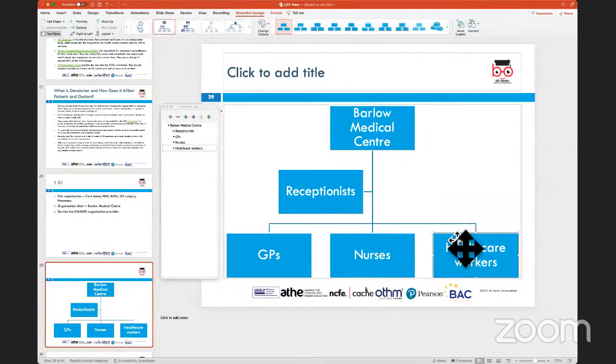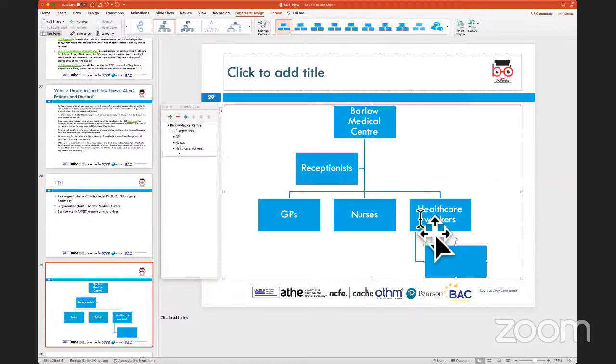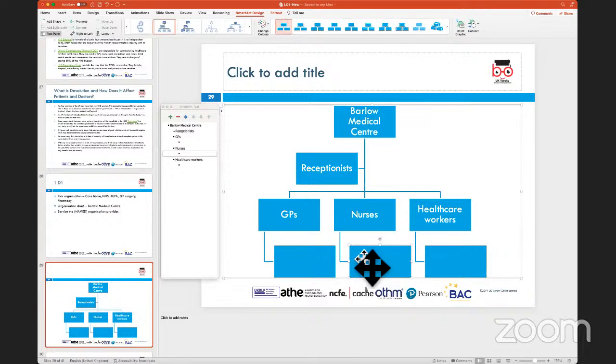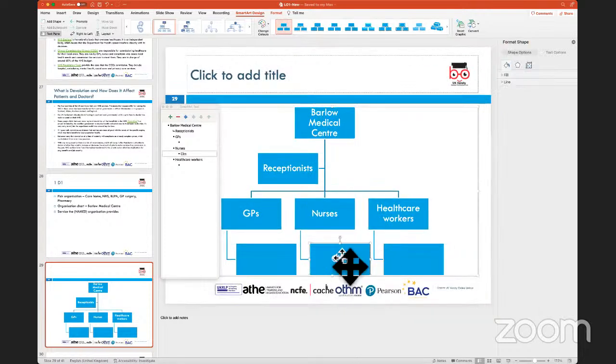Now, there could be others as well. If I want to insert, for example, somebody under healthcare workers or under GPs, I can do plus, and under nurses, for example, also add different types of nurses. So there could be a clinical nurse, nurses who are trained and capable to take blood tests, your blood pressure test, any sort of tests which are required to look at your vital stats.